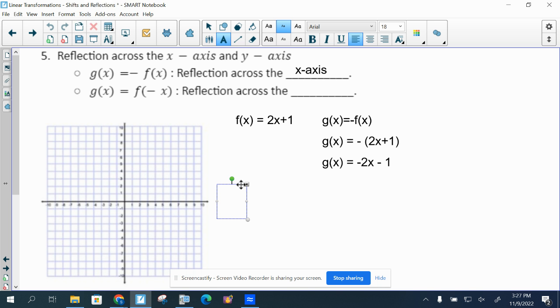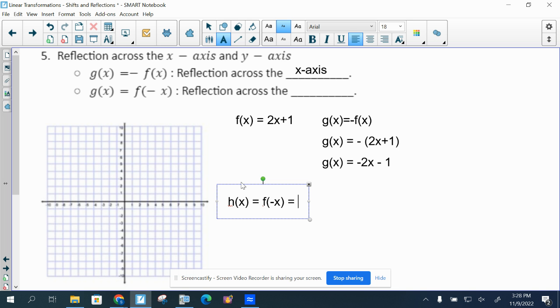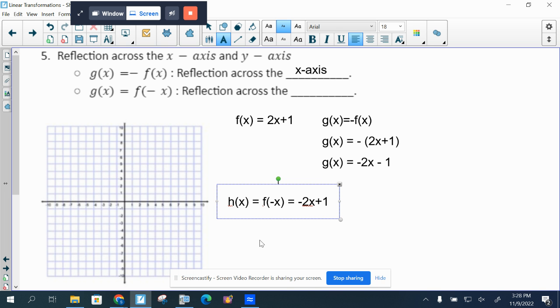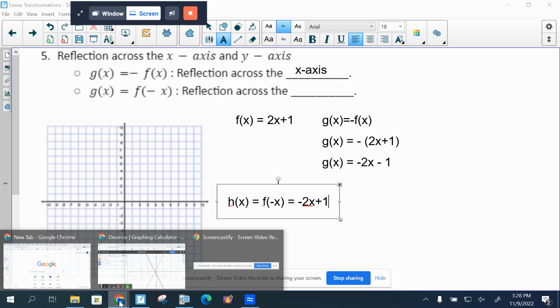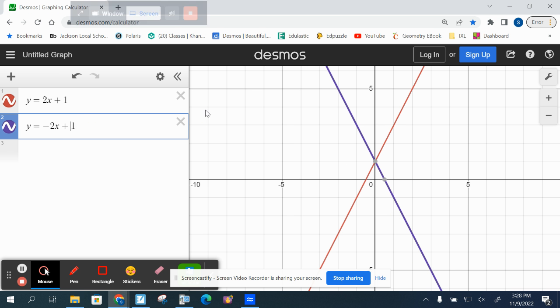And then if I have h of x equals f of negative x, and I'm only making the x negative. So now instead of 2x plus 1, it'll be negative 2x plus 1. So let's see what that looks like. I'm going to change this to plus.